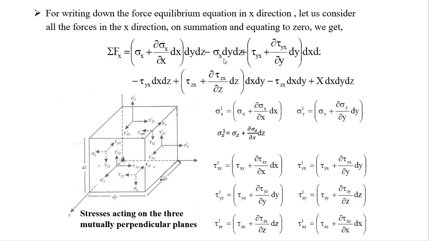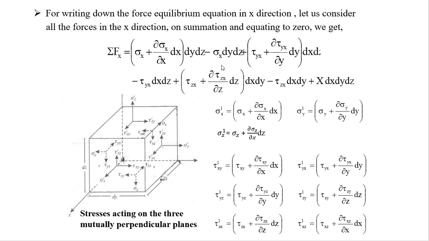Similarly, for another sigma x component, the stress in the x direction, we can see here it is acting on the other side of this particular cross-sectional area, and that cross-sectional area also has the area dy into dz, so sigma x into dy into dz. This one is the other one, in the negative direction.